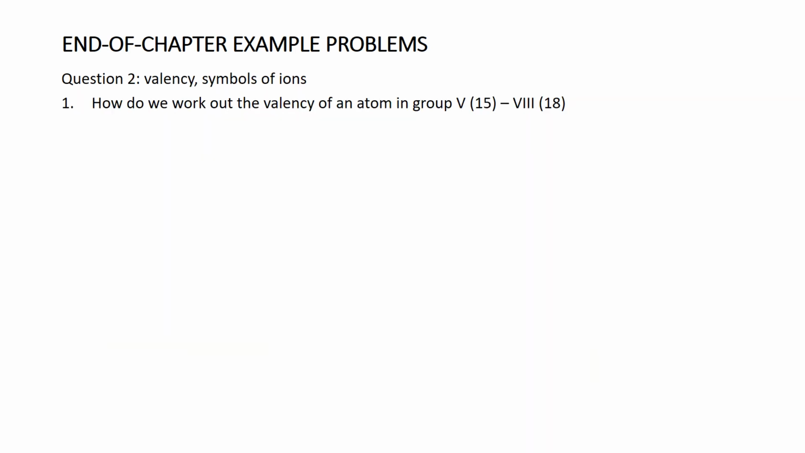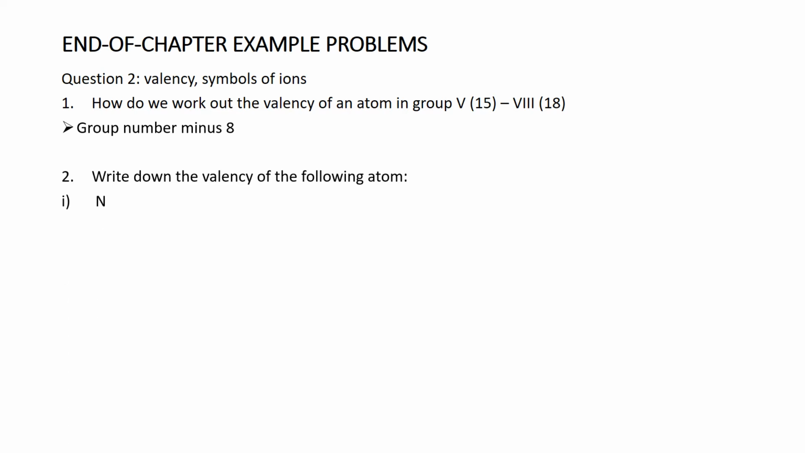Then question 2 is about valency and symbols of ions. The first question says, how do you work out the valency of an atom in groups 5 to 8? So remember how you work them out. You say group number minus 8. Now we can use that to write the valency of nitrogen. Nitrogen is in group 5. So what's the valency? It's 5 minus 8, which is minus 3.